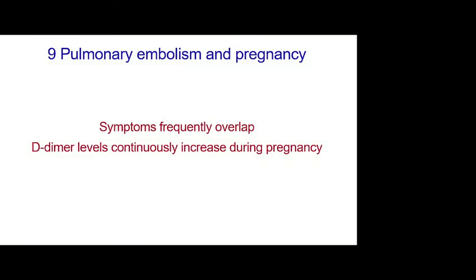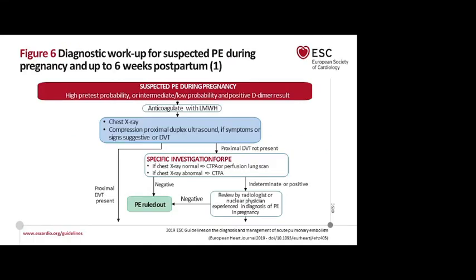Then with pregnancy, a patient can present with pulmonary embolism because it is a procoagulant state. But the problem is that the symptoms of pregnancy overlap with the symptoms of pulmonary embolism, like dyspnea and fatigability. And D-dimer also will be persistently elevated during pregnancy. So if it is negative, we can happily exclude, but if it is positive, it is difficult.